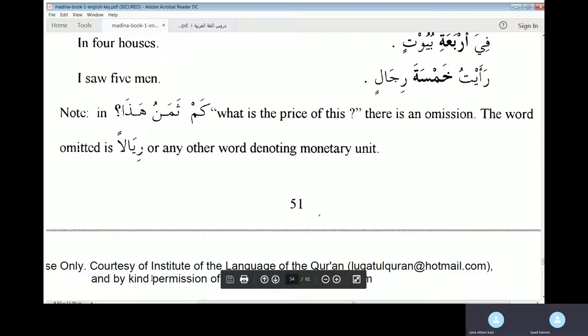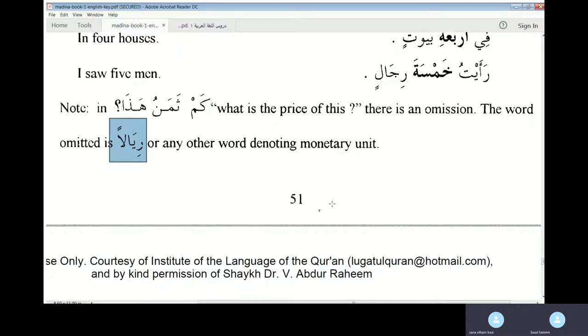Note that in kam thamanu hadha, what is the price of this, there is an omission. The word omitted is riyalan or any other word denoting a monetary unit. Usually it should have been kam riyalan thamanu hadha or kam dolaran thamanu hadha. There's no riyal, there's no other monetary unit.